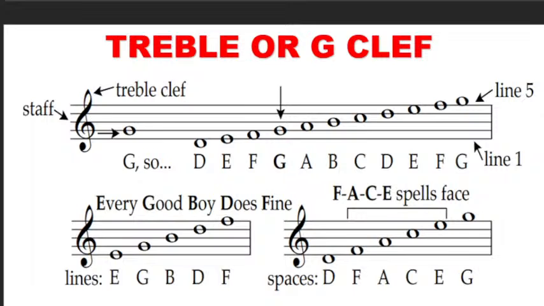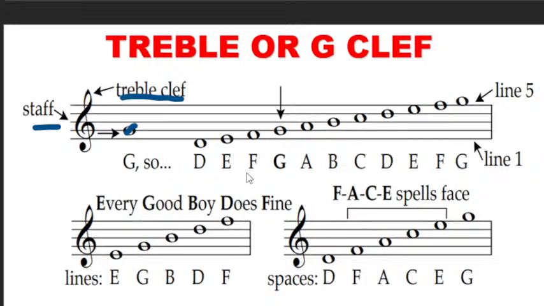Now this is still on treble clef. Here is the treble clef, and these are the symbols. This is the staff. The reason why it's called the G clef is because it starts from the second line. Here is the second line where this note is indicated.